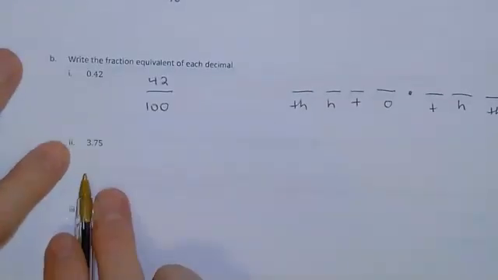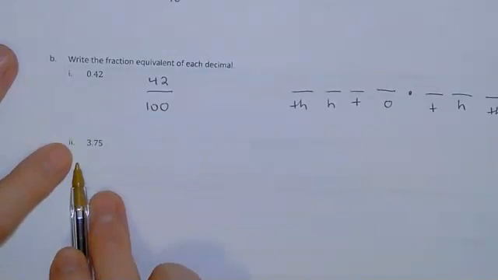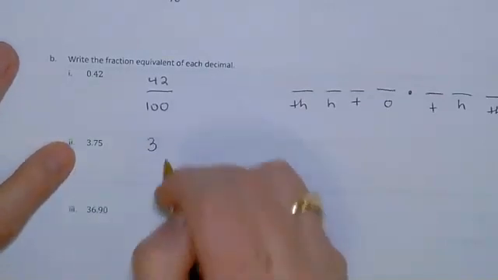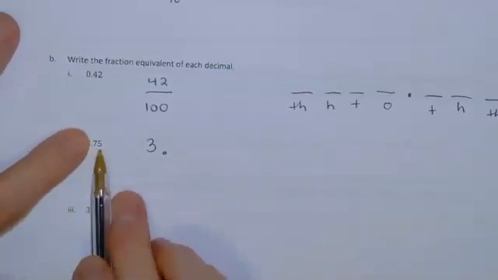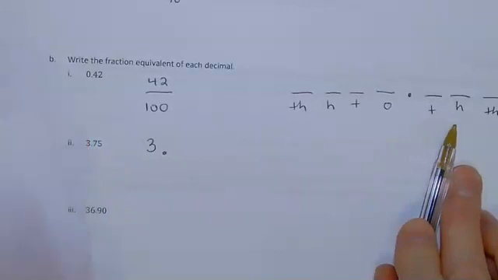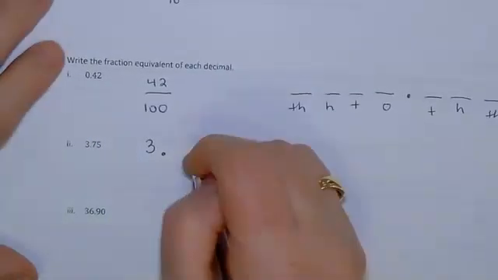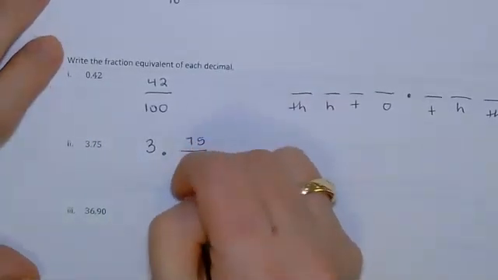I'm going to change this. Now I've got a whole number. 3 and then I say the number 75. It's got 2 places after the decimal. What's the name, Henry? 75 hundredths.